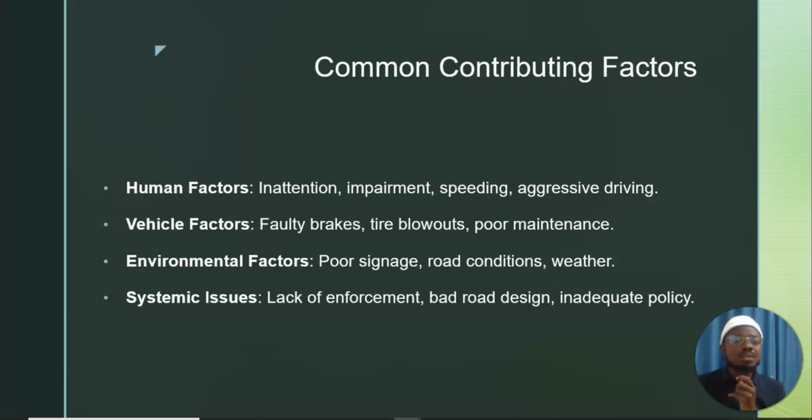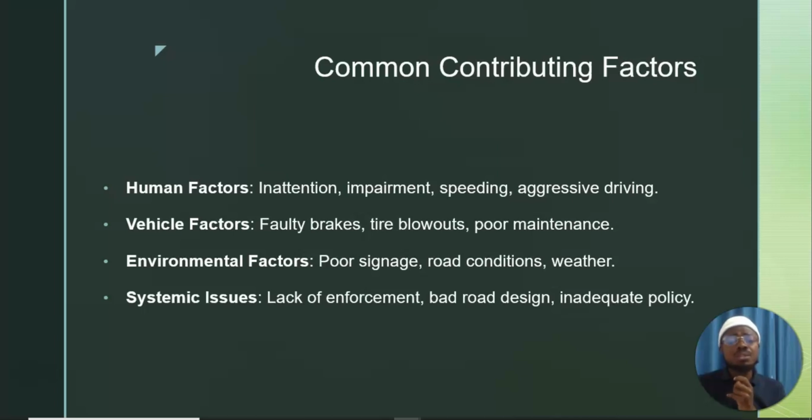We have, under the environmental factors, the poor signage. You see in some areas where some of the signs, the traffic signs, are not in the place where they should be, maybe as a result of wind, maybe as a result of the weather, or probably as a result of wear and tear in some of the signs. So the proper replacement of some of the signs is very important in order to help people know that those signs are in place whenever they are driving.